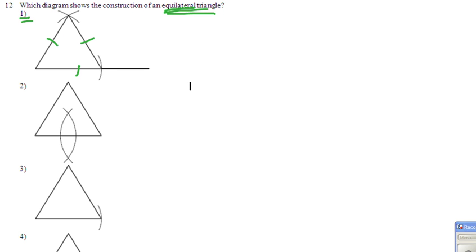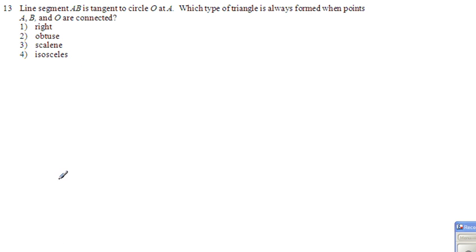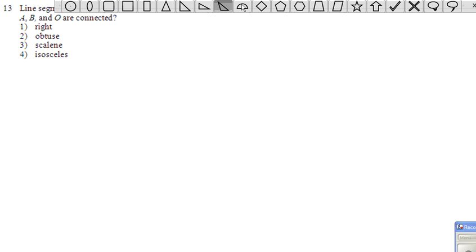It addresses 3 sides all being equal to each other. Number 13. Line segment AB is tangent to circle O at A. Now, which triangle is always formed at the point? I think the best approach is for us to draw something here.